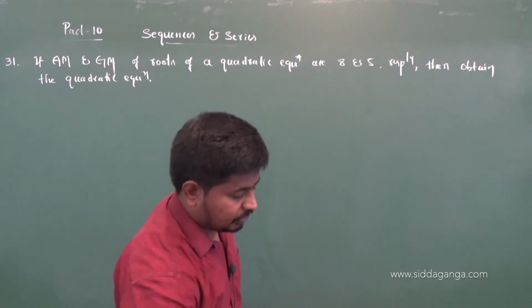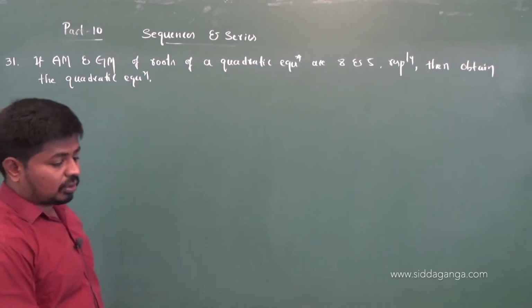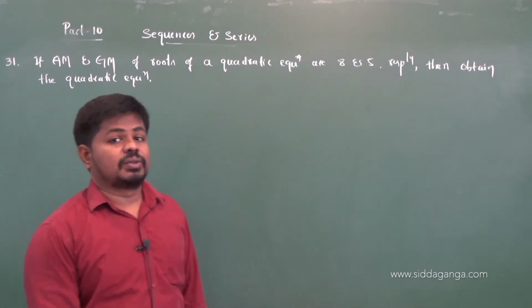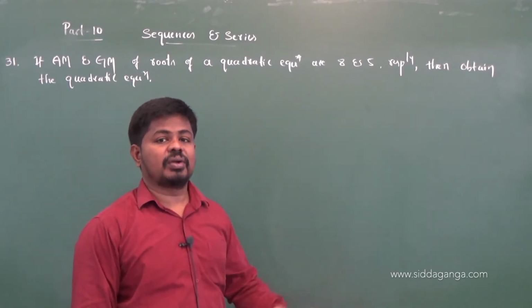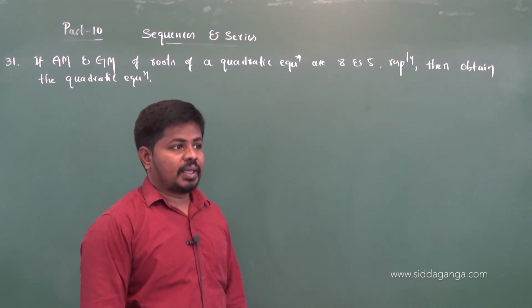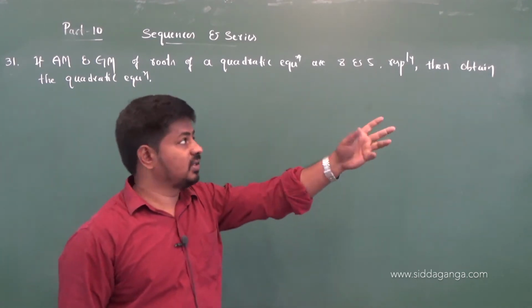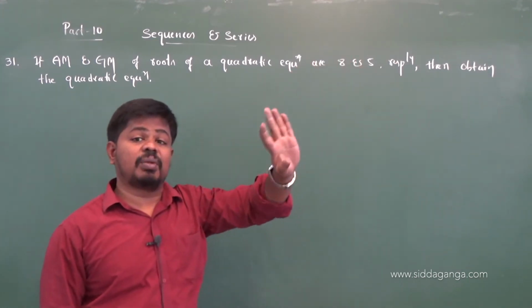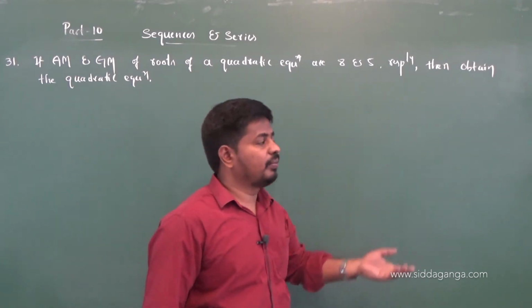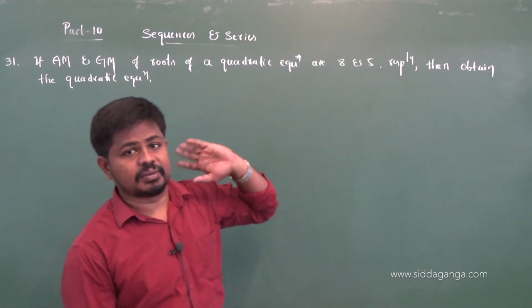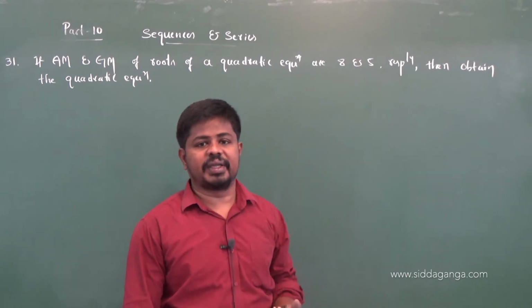Okay, the question is, AM and GM of roots of a quadratic equation. Yes, quadratic equation will have two roots, right? So let us assume the roots of the required quadratic equation are A and B. AM of those two numbers A and B is given, that is 8. And GM of those two numbers is given, that is 5. If AM and GM of the roots are given, what will be the required quadratic equation? If you know the sum of roots and product of roots, you can obtain a quadratic equation, right?